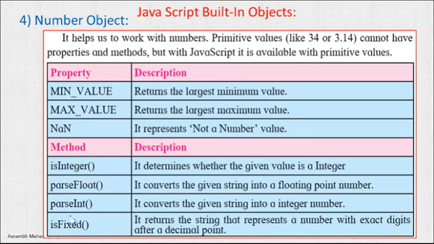And it has methods like isInteger. It determines whether the entered value is an integer or not. Then parseFloat. It converts the given string into a floating point number. Then parseInt. It converts the given string into an integer number. And the last method is toFixed. It returns a string that represents a number with exact digits after the decimal point. That means however many digits you require after the decimal point will be provided here. If you require 1 digit, 2 digits or 3 digits, or if you want more, you can provide it here.